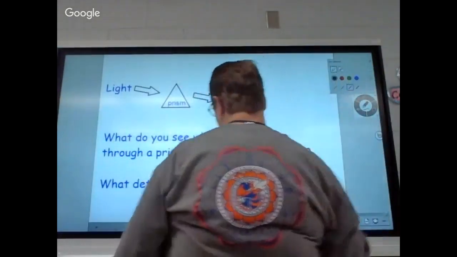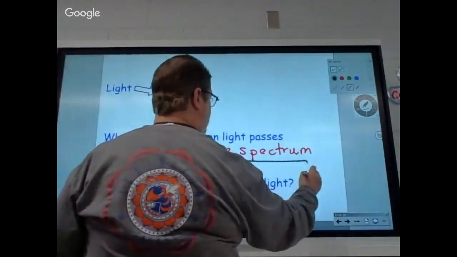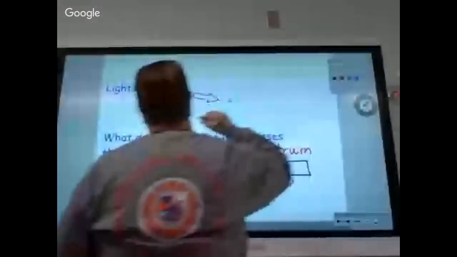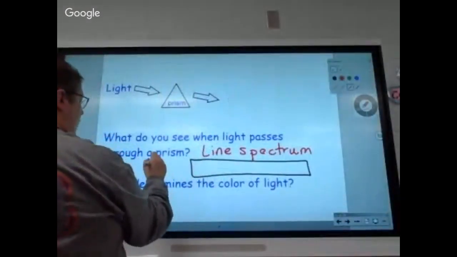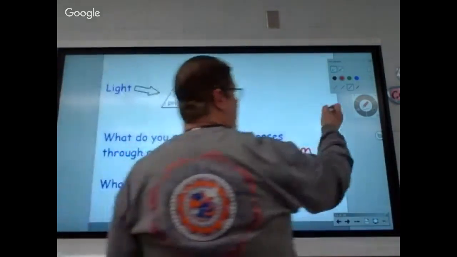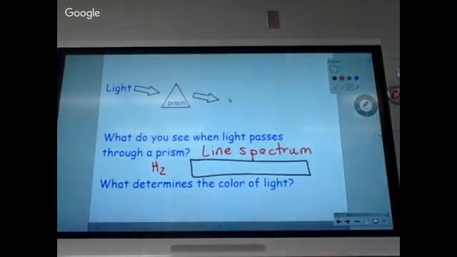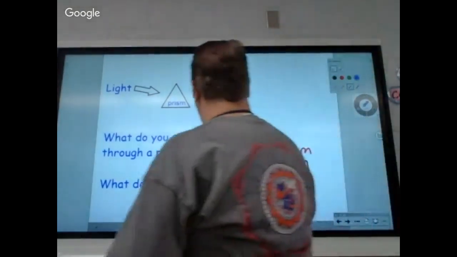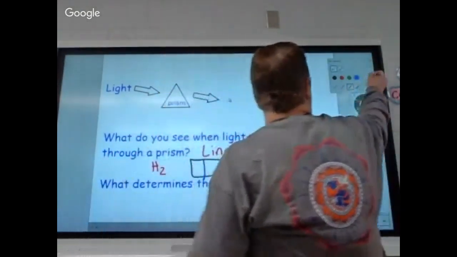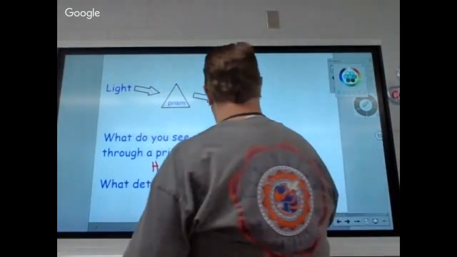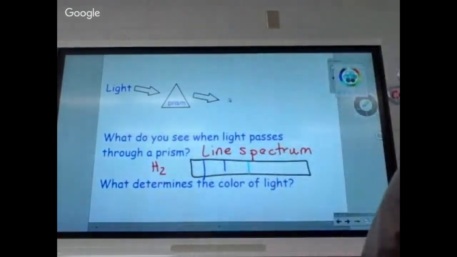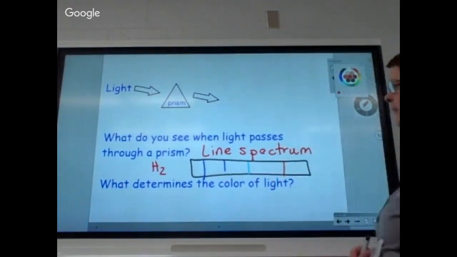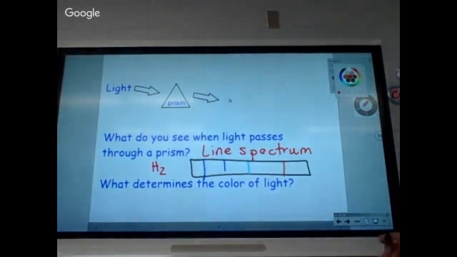All right, so we would see something that's mostly black, and if we had hydrogen gas coming through here, we would see what? Hydrogen has essentially a blue, a lighter blue, and then a sort of reddish down here. Okay, so what determines the colors that we're going to see?